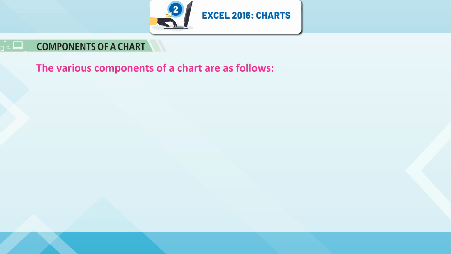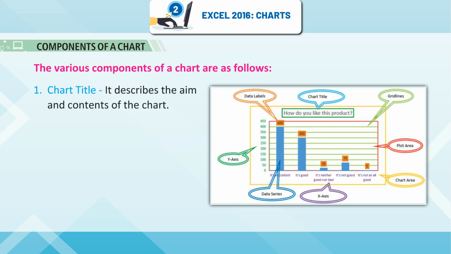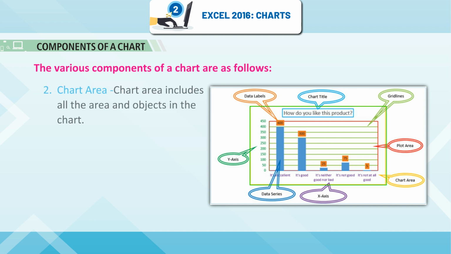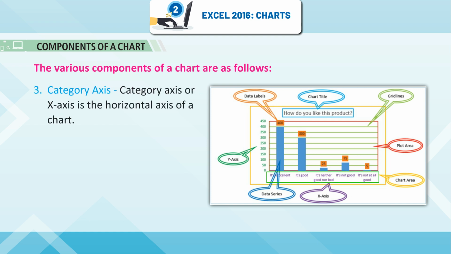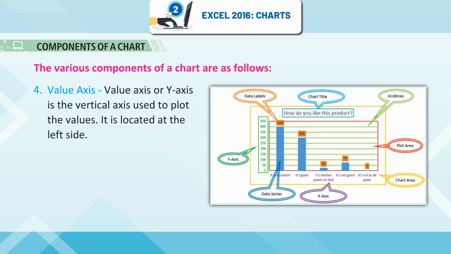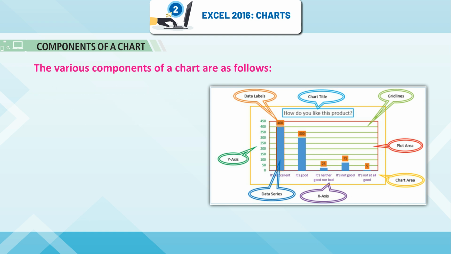Components of a chart. The various components of a chart are as follows. 1. Chart title. It describes the aim and contents of the chart. 2. Chart area. Chart area includes all the area and objects in the chart. 3. Category axis. Category axis or x-axis is the horizontal axis of a chart. 4. Value axis. Value axis or y-axis is the vertical axis used to plot the values. It is located at the left side.